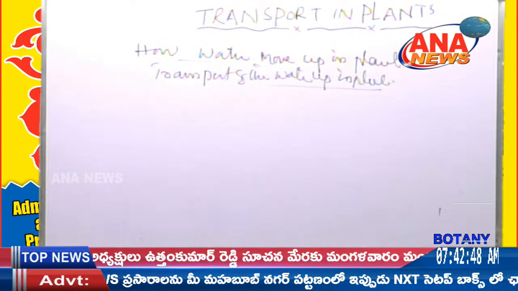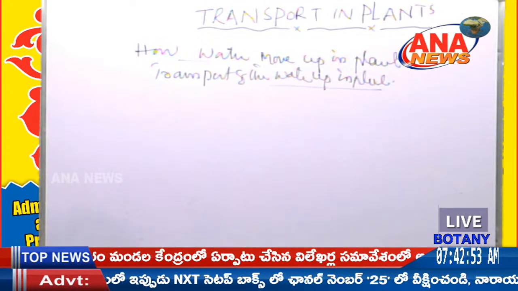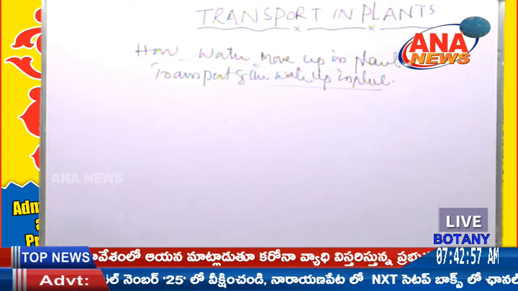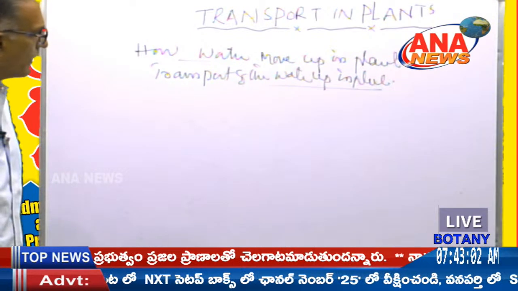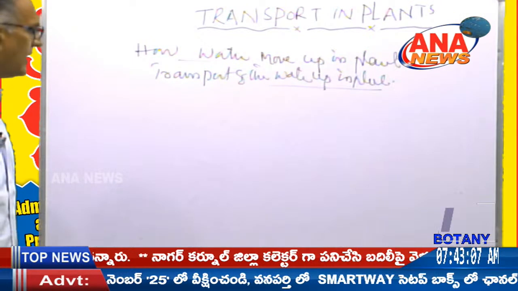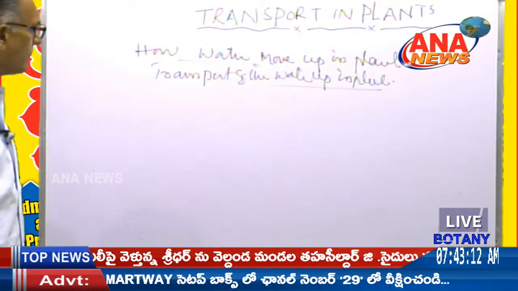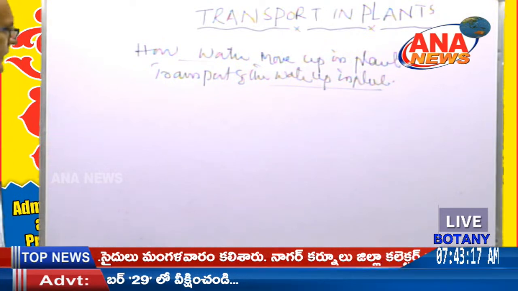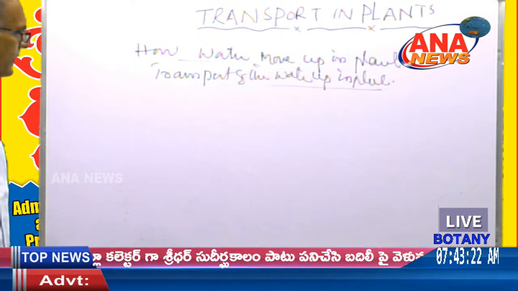So the water which enters into the root has to be moved up in the stem. Does it take place by active movement or passive movement? Is there any energy requirement for the upward movement of water? Is there any force? What is the driving force for upward movement of water in the plants?